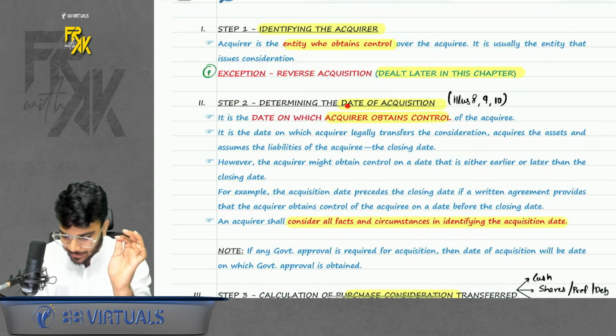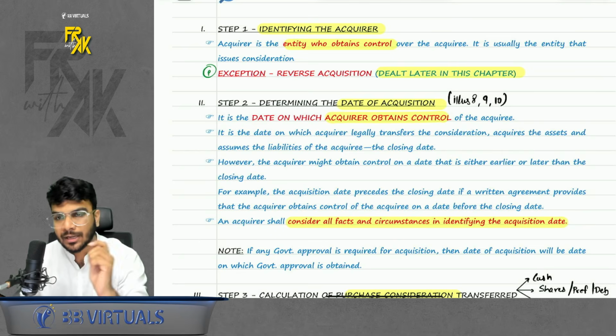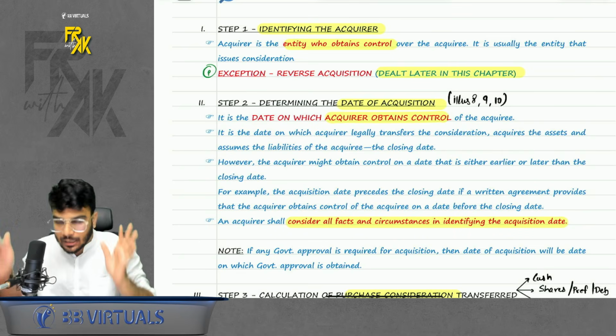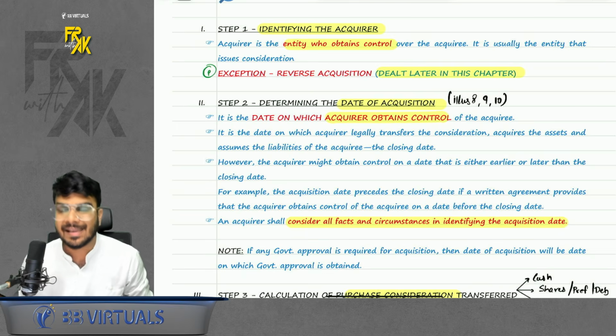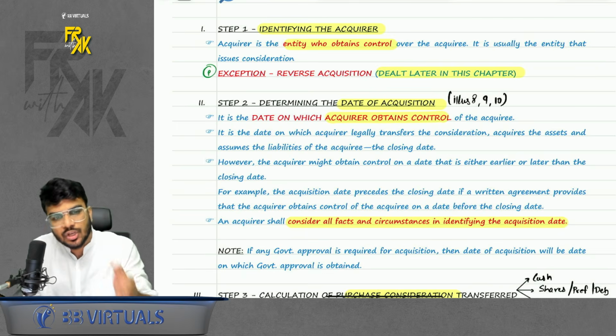Second step was determining the date of acquisition. Which is going to be the date of acquisition? The date when you obtain the control is going to be the date of acquisition. So let's say I acquired Mukku on 1st July. So 1st July is the date of acquisition.